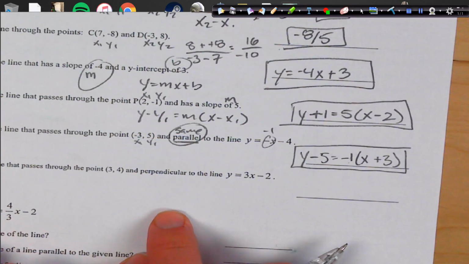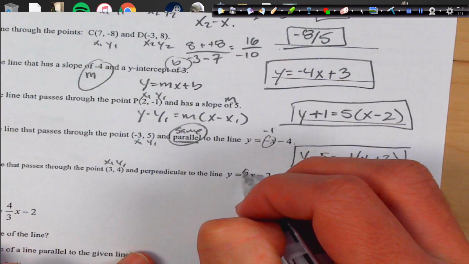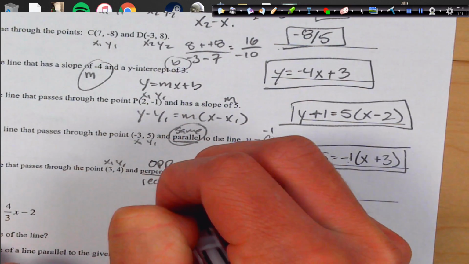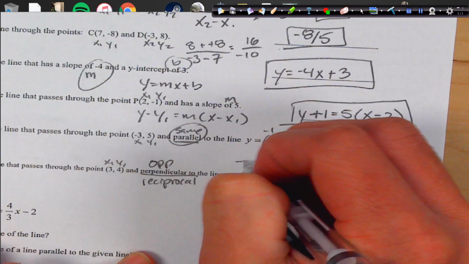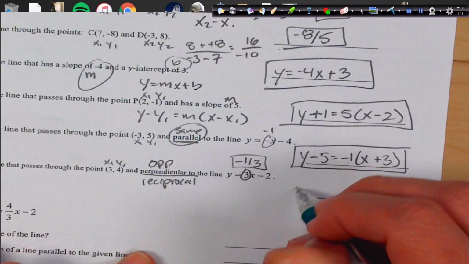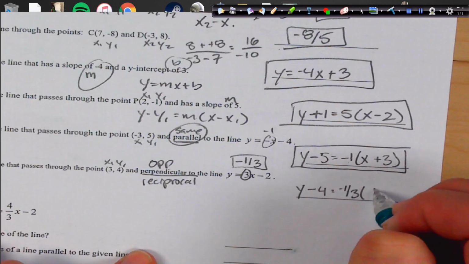Okay? And number 21, we have a point and we have our slope, but it's perpendicular, so we're going to do the opposite reciprocal. So my slope isn't going to be 3, but it's going to be negative 1/3. That's what I'm going to use. Okay, so we're going to get y minus 4 equals a negative 1/3 x minus 3.